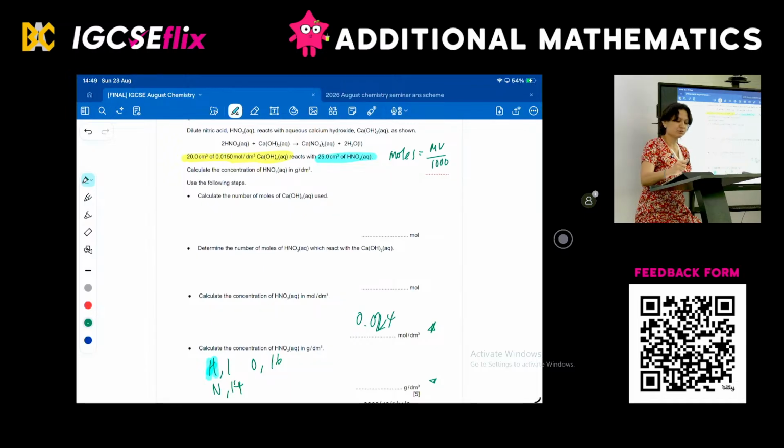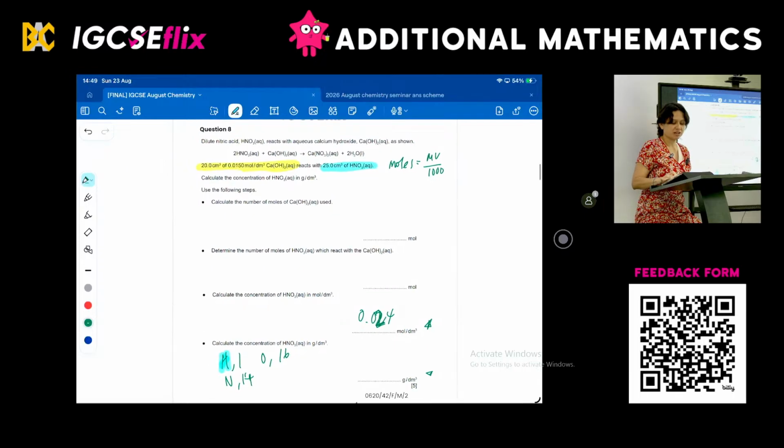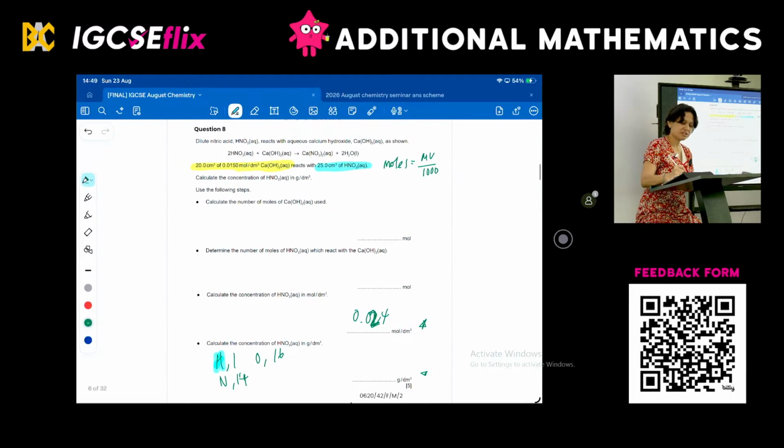Okay, so how you do is, I write here first so that if you got it correct, you can rejoice first. So, first you calculate MV over 1000. Calcium hydroxide, M is 0.015. V is 20 over 1000. So you get 0.0003. You want to write standard form also can. 3 times 10 to the power of -4 can.